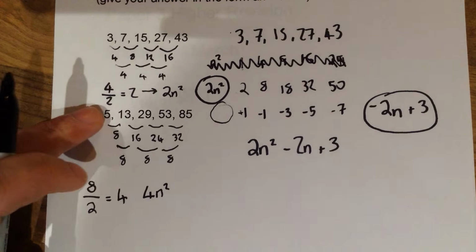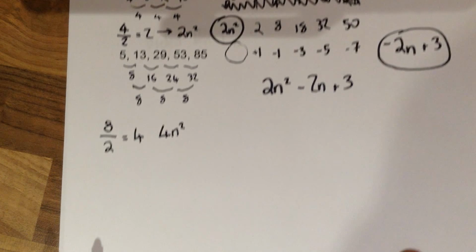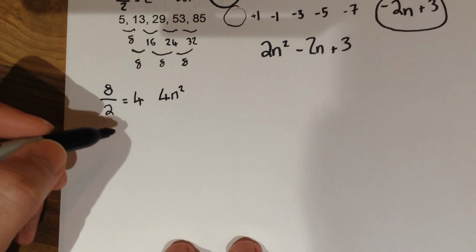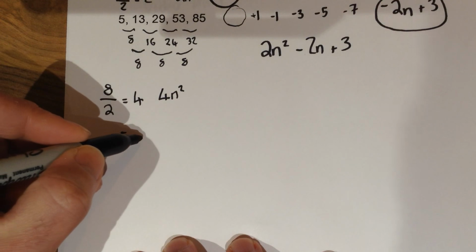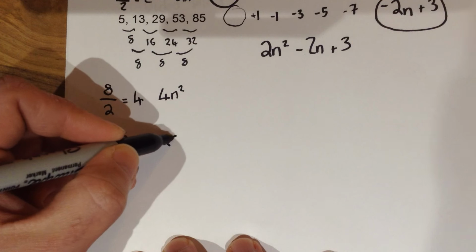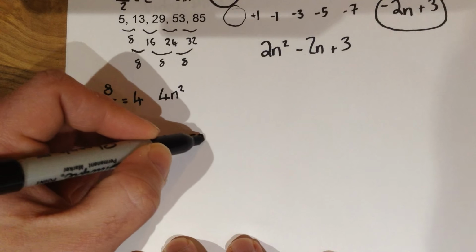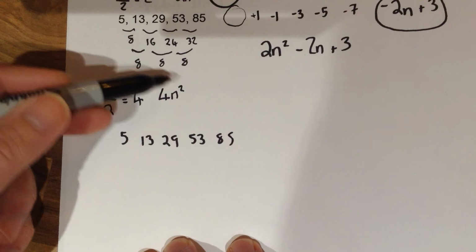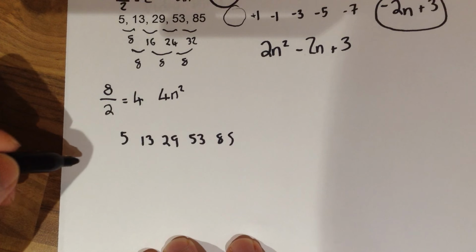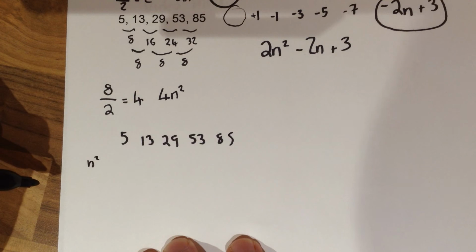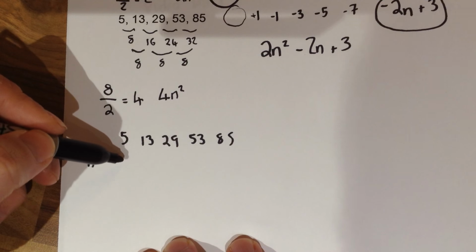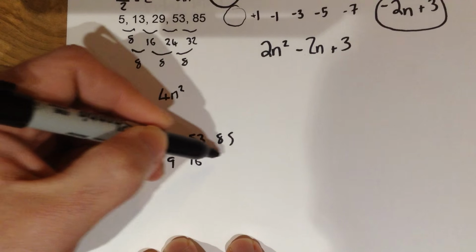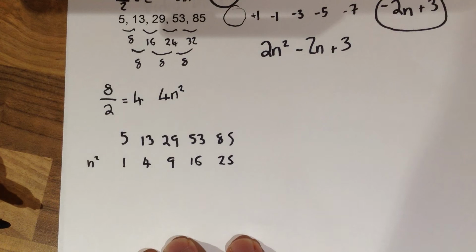It's at this point, even if you can't do any further, you are now starting to get some points in the exam. So if I now do the same as I did before and just write the sequence again, so I've got a bit of clear space to work through the next part. Because I know that the sequence is linked to 4n squared, first line I'm going to write down is n squared, so the squared numbers. So again, it's the same as before, 1, 4, 9, 16 and 25.